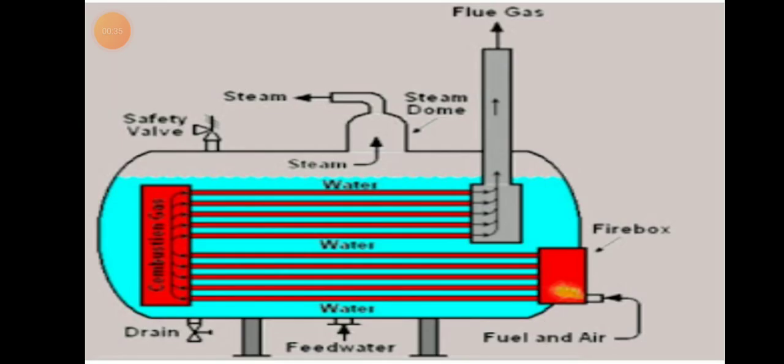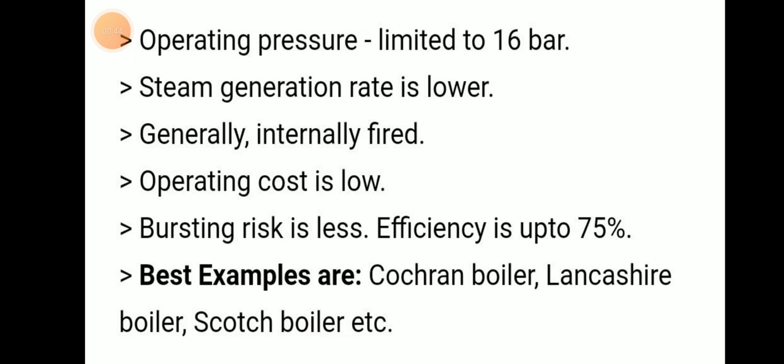Here is the picture. Here the fire and hot gas will be inside the tubes and the water will be outside the tubes. This operates at a limited pressure of 16 bar. The steam generation rate is very low, so generally it is internally fired. The operation cost is low and bursting risk is less, but efficiency is only up to 75%. Examples are the Cochran boiler, Lancashire boiler and Scotch boiler.